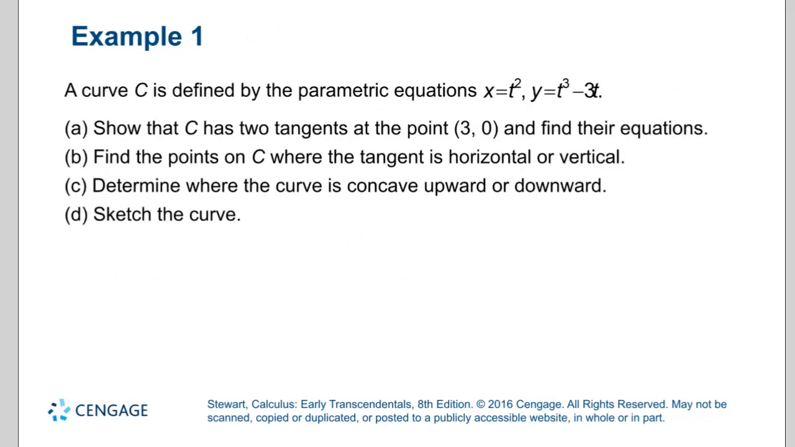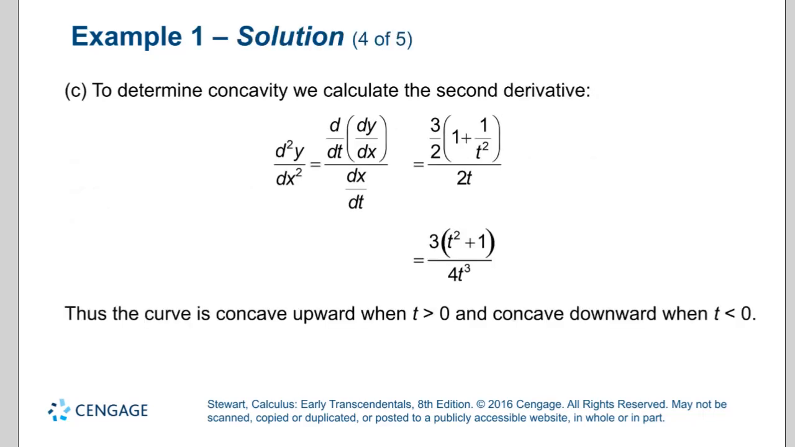The next piece I want to find is where the curve is concave upwards and downwards. So to do that, I need to do the second derivative. To determine the second derivative, I take the derivative of the original derivative, and I divide it by dx over dt. So the derivative of my function is going to be 3 over 2 times 1 plus 1 over t squared. And then I take the derivative of the dx dt, which is 2t.